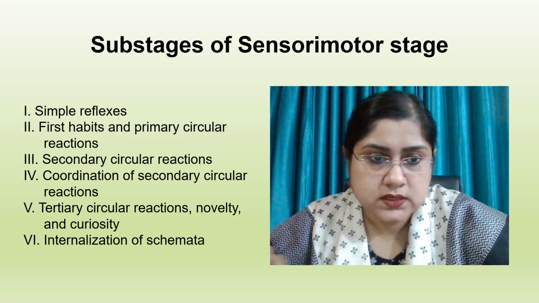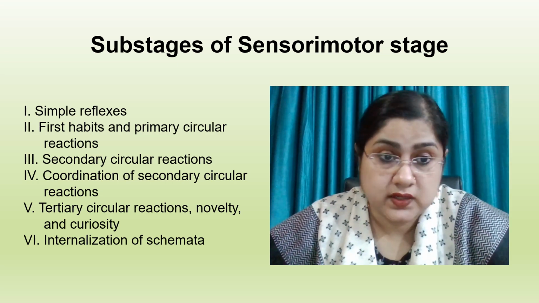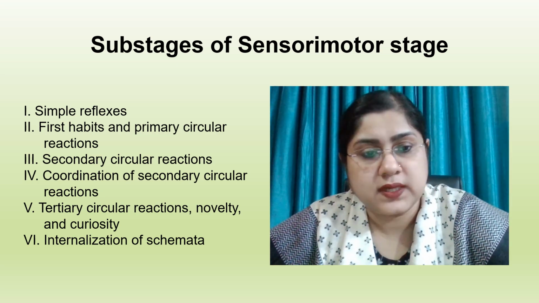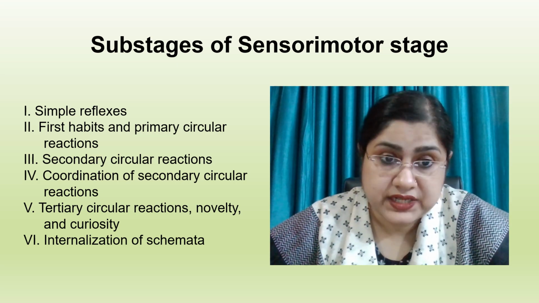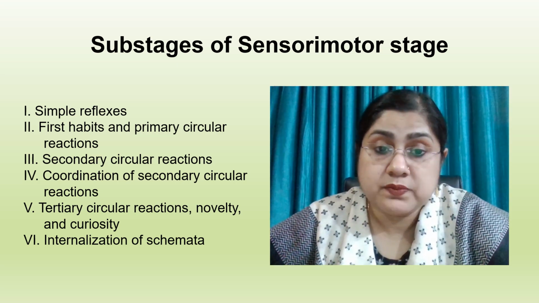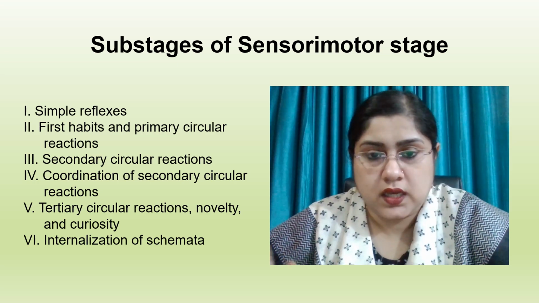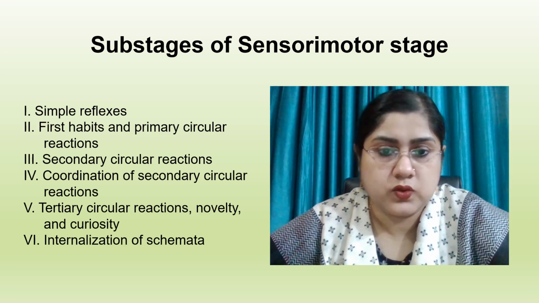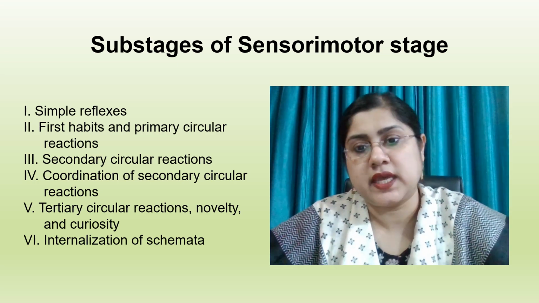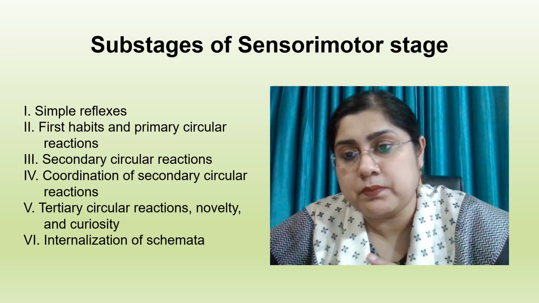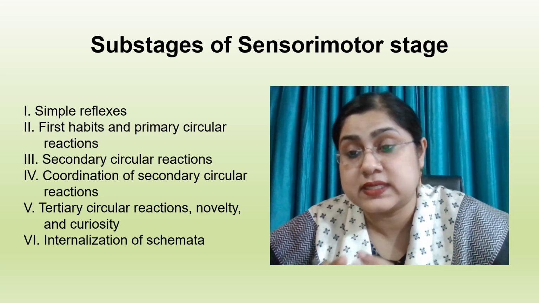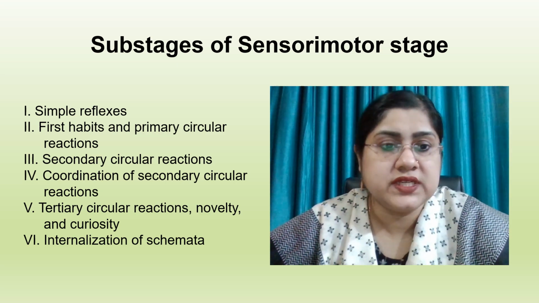So this is the third substage of secondary circular reactions. The fourth substage is the coordination of secondary circular reactions. From 8 months to 12 months, this stage goes on. During this stage, they can do things intentionally. They can now combine and recombine the schemata and try to reach a goal.